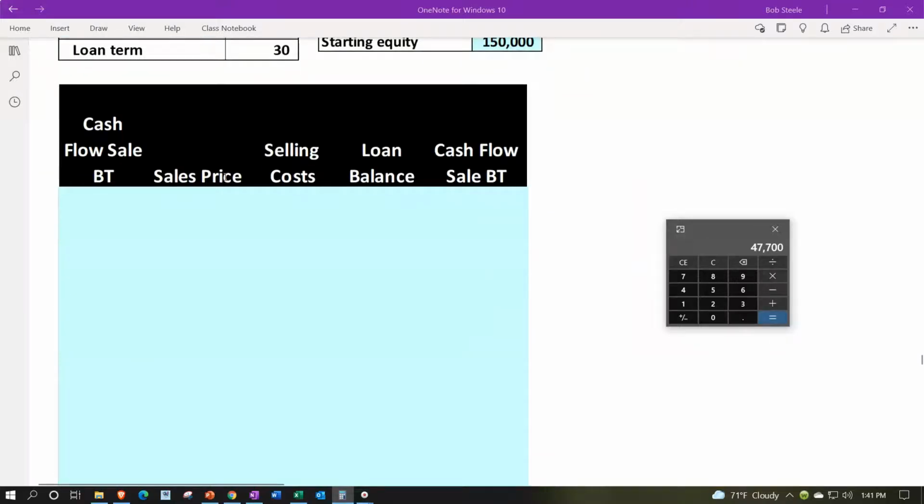Okay, so once we have that, then we can think about the cash flow from the sale. So now we've got to say, well, let's add in the fact that the value of the property is going to be going up by 2%. It started at $750,000, which is significant.